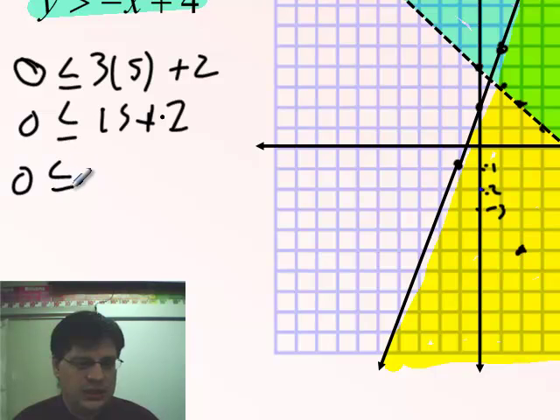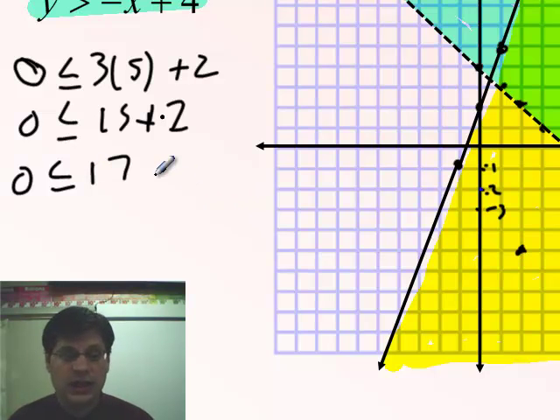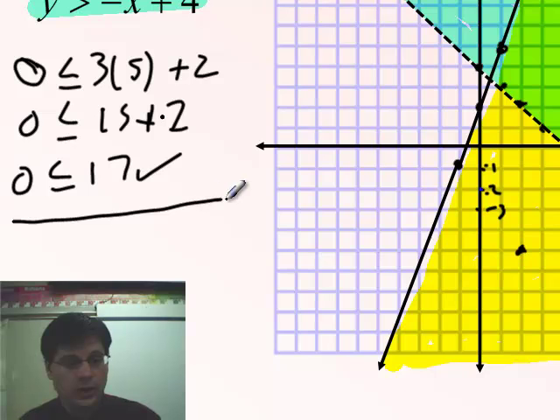And 0 is less than or equal to 17. Is that true? Is 0 less than or equal to 17? And our answer to that would be yes. Okay, so it works for the first one, but what about the second one?